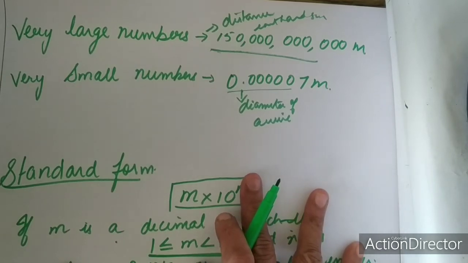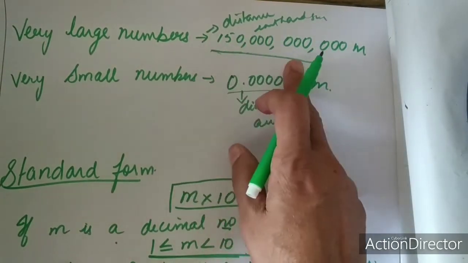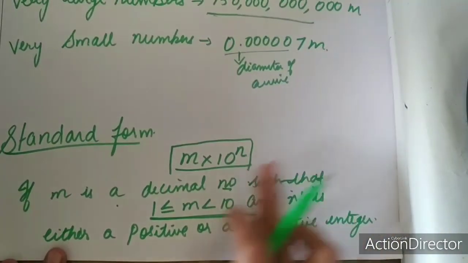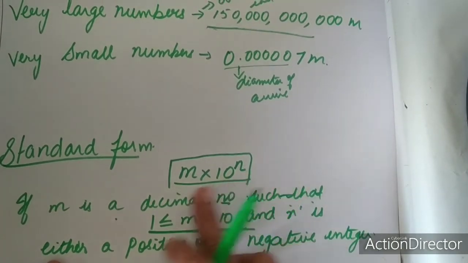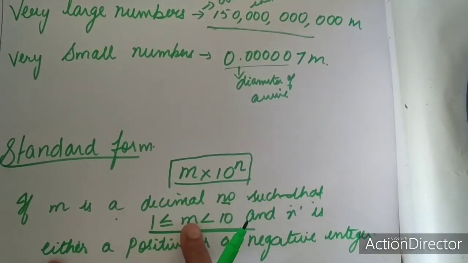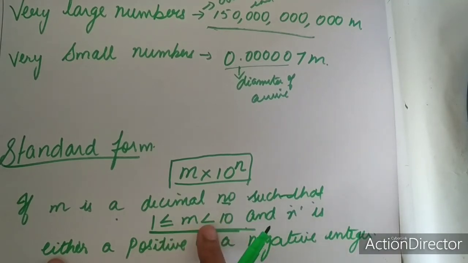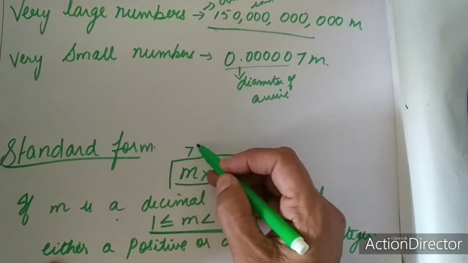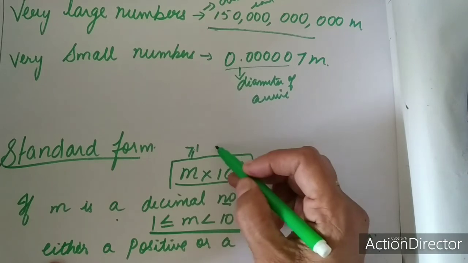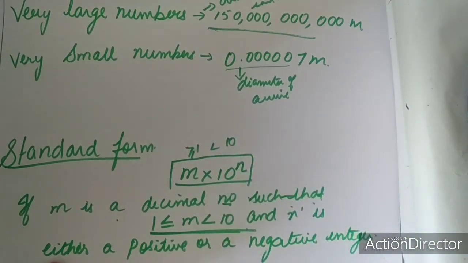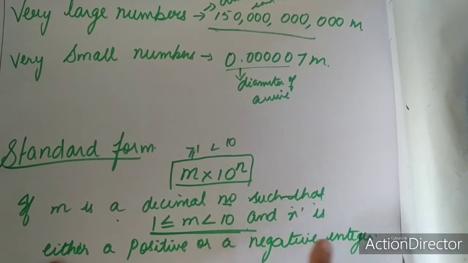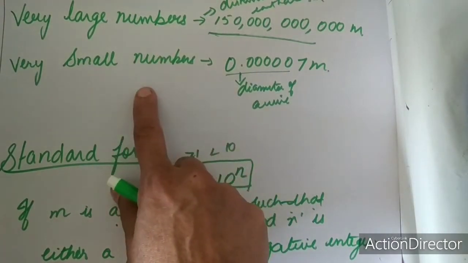What do you mean by standard form? Standard form means expressing these very large numbers and very small numbers in the form of m into 10 raised to the power of n, where m is a decimal number such that the value of m is greater than or equal to 1 and less than 10. You should be very careful. It should not exceed 10 and it should not be less than 1. And it is multiplied by 10 raised to the power of n, and n is either positive or negative depending upon the large number and small number.